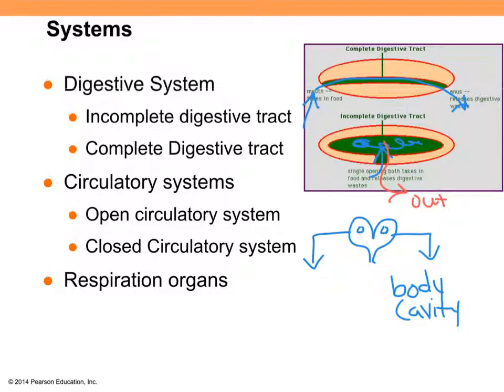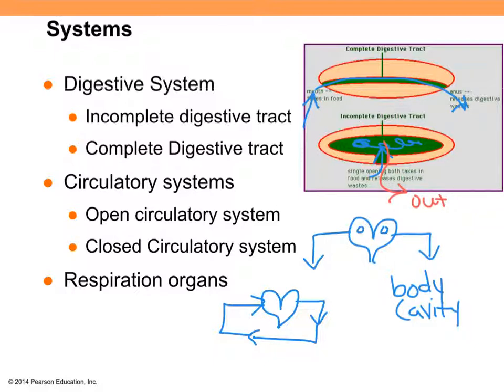This is different than a closed circulatory system. So in closed systems we have a heart, there's a set of tubes that leave the heart, the blood's going to go out to the body tissues, and then it's going to return to the heart all in those vessels. Okay, so a closed system, blood is always contained. In an open circulatory system, blood or hemolymph is pumped into body cavities.